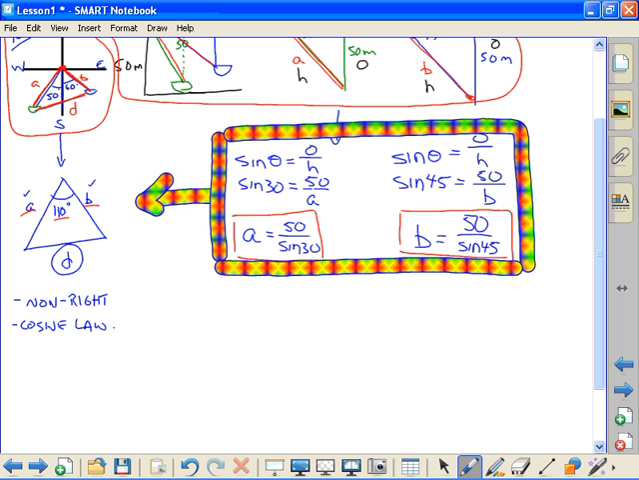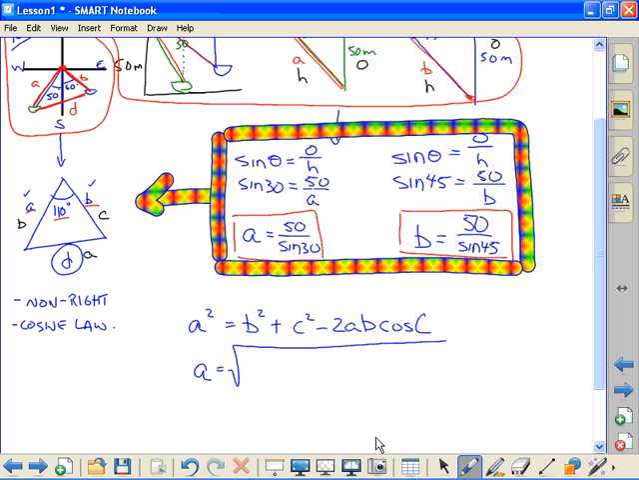So using cosine law, remember A squared equals B squared plus C squared minus 2AB cos C. So just making my letter references match up. A is the unknown, so I'm going to say that's side A. And then I already have, we'll call this, B and C. So plugging in what I know, I want to solve for A. So what I'm going to do is take the square root of both sides.